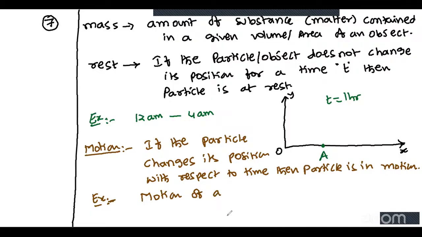Take the motion of a fan. When the fan is switched on, it is in motion. If it is switched off, then we can say that the fan is at rest. Okay?